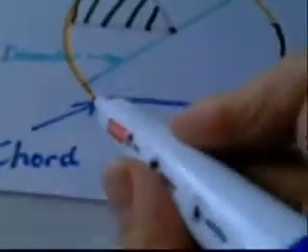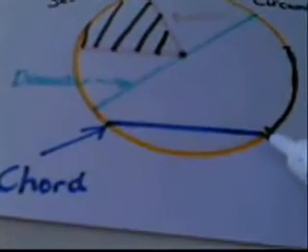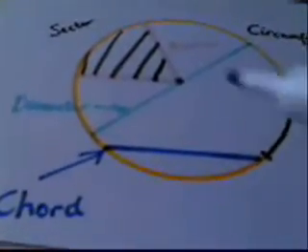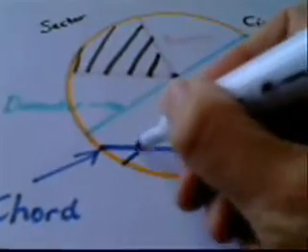I've added a further line here. A line that joins 2 points on the circumference is what we call a chord. C-H-O-R-D. So it goes from one point of the circumference to another one. The special case is one where it goes through the middle, but that's a chord, and the area between the circumference and the chord is what we call a segment.